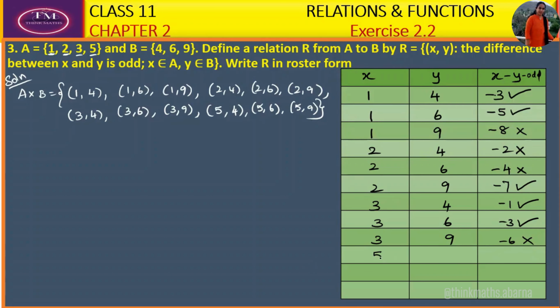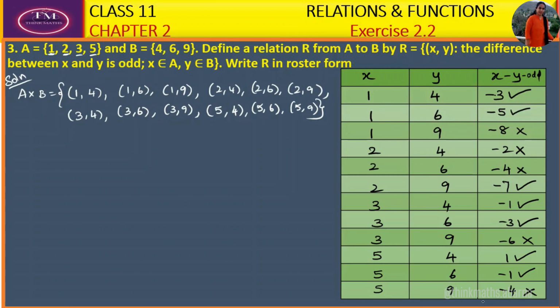Next 5 comma 4. What is 5 minus 4? It is 1. Yes, it is odd. Next 5 minus 6. 5 minus 6 is minus 1. It is also odd. 5 minus 9. It is minus 4. 4 is an even number.